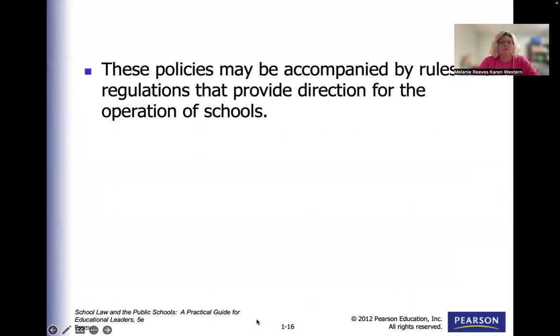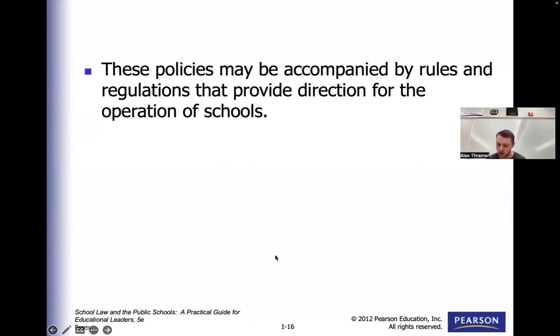These policies may be accompanied by rules and regulations that provide direction for the operation of schools. Whenever there's a change in the state statute or even federal law, local boards of education and administration of districts must review and update policies if need be. So if there's ever a change in any federal law, in the Constitution or the statute, then local school boards have to do due diligence, understanding that change, and then change their handbook and their school policies about that topic.